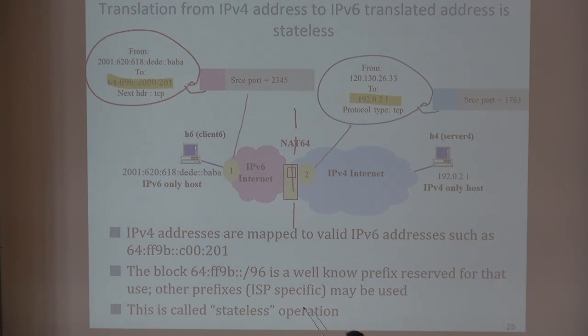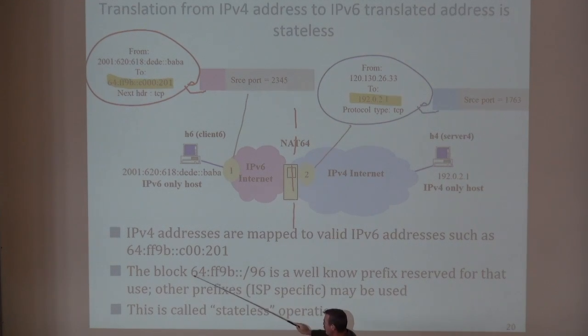So there are usually ISP-specific prefixes. I wrote here IPv6 Internet. This is not typically done. You don't NAT between anybody and anybody. This is usually within a provider domain. So if you're IPv6 Swisscom, you do this for Swisscom customers only.